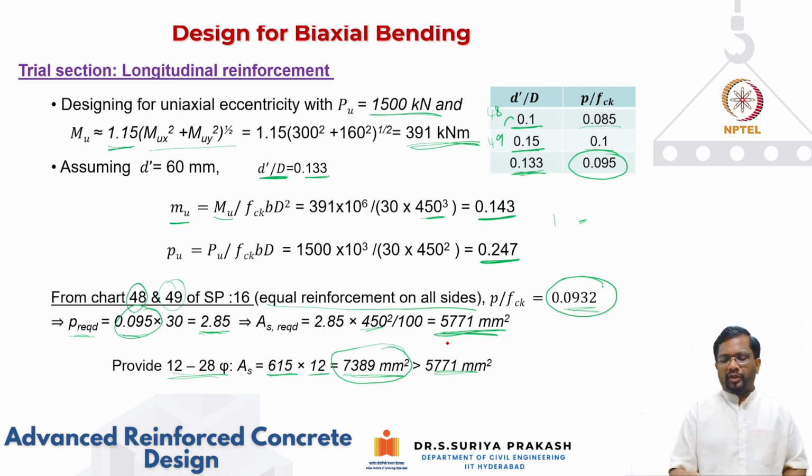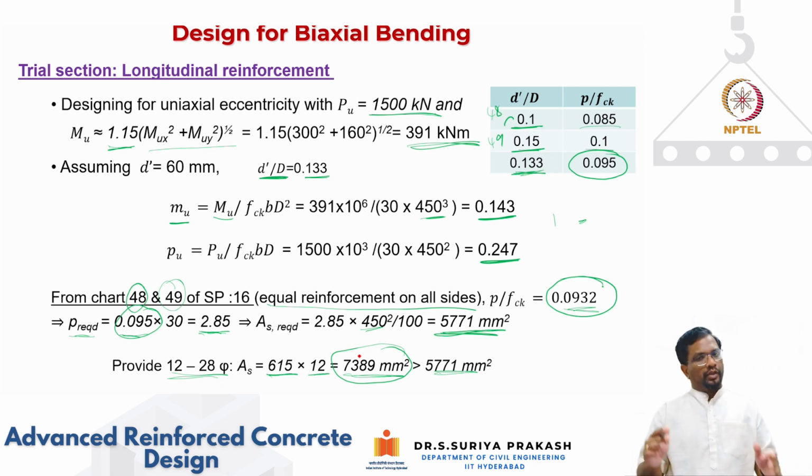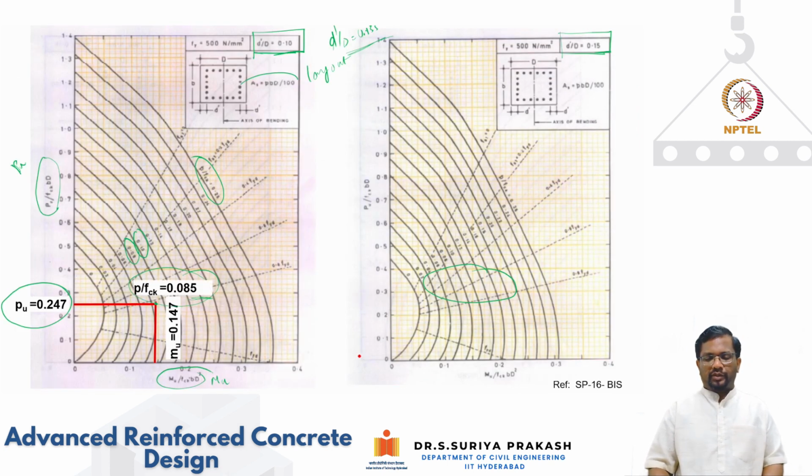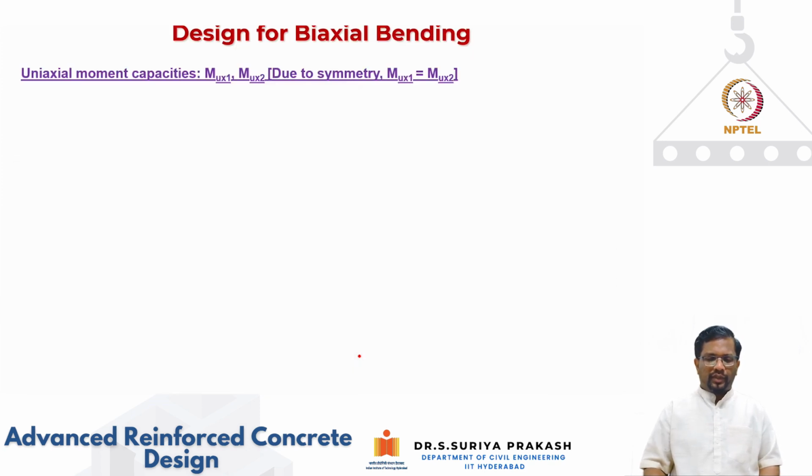Because I also need to have a symmetrical reinforcement layer. That is the reason. Though the required was 5,771, I ended up putting 7,389. But you can also have, let's say, 8 bars of 25 mm and 4 bars of 28 mm. That combination would also work out to be a more attractive combination. In this case, I kept it simple. So we got these values and we did the interpolation.